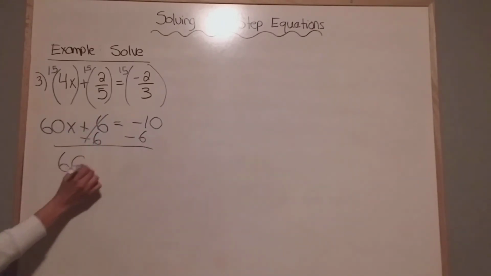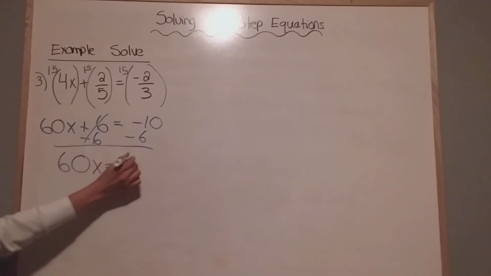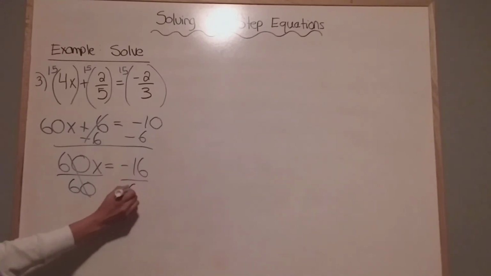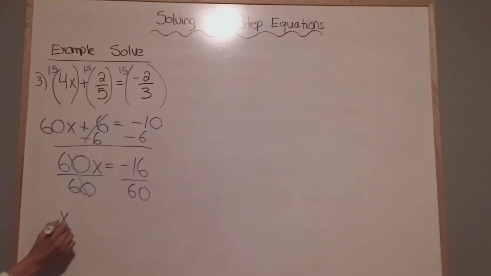I have 60x is equal to negative 16. I divide by 60. So my x is equal to negative 16 over 60. But I want it into lowest terms, so I divide by 4. So I get negative 4 over 15. I get the same answer, but a lot quicker, and the math becomes easier once I get rid of my fractions.